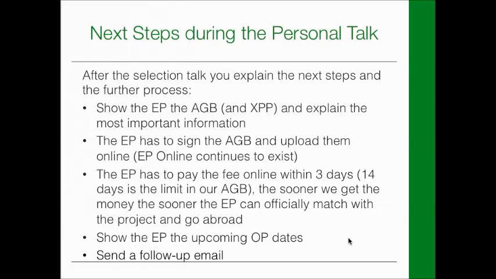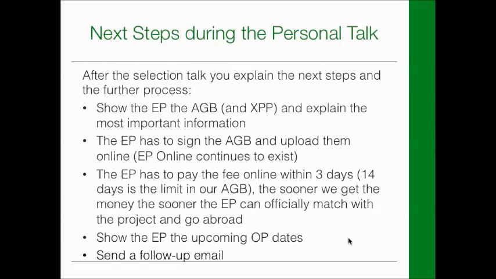Afterward, you can explain the next steps, so the further process the EP has to go through. And for that, you should show the EP the AGB and the XPP, so the German and the international contract that the EP has to sign, and explain the most important information that is in there. There's actually a lot of information in there, and a lot of things are clarified that could happen to the EP. And also the responsibilities of ISAC and the EP are clarified in the XPP.